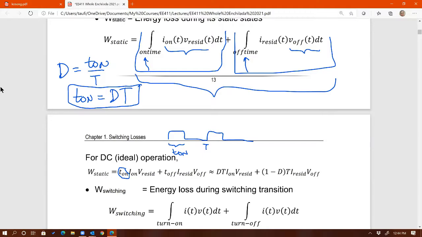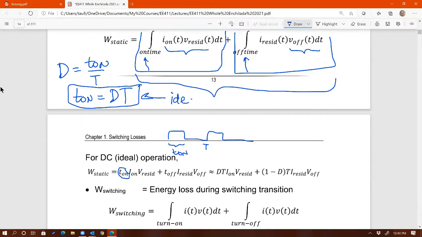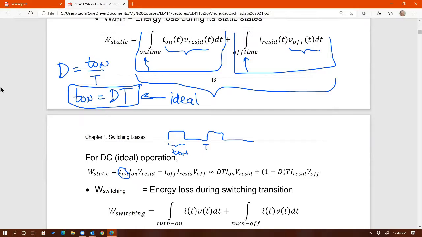But keep in mind that this is an ideal equation, right? This equation was derived using a perfect or ideal square wave to define duty cycle. That's your T on, that's your T. But in our discussion here, we don't have a perfect square wave.